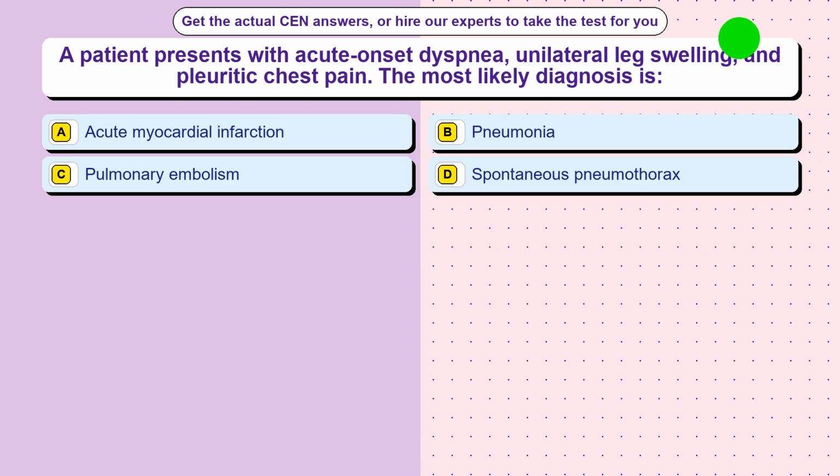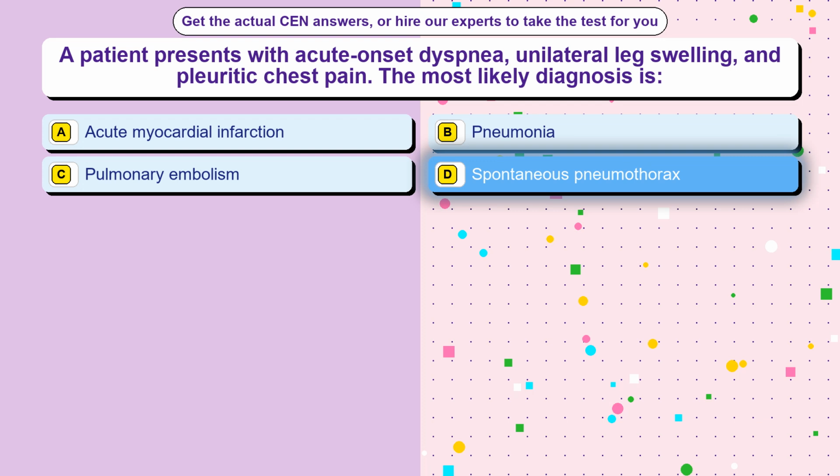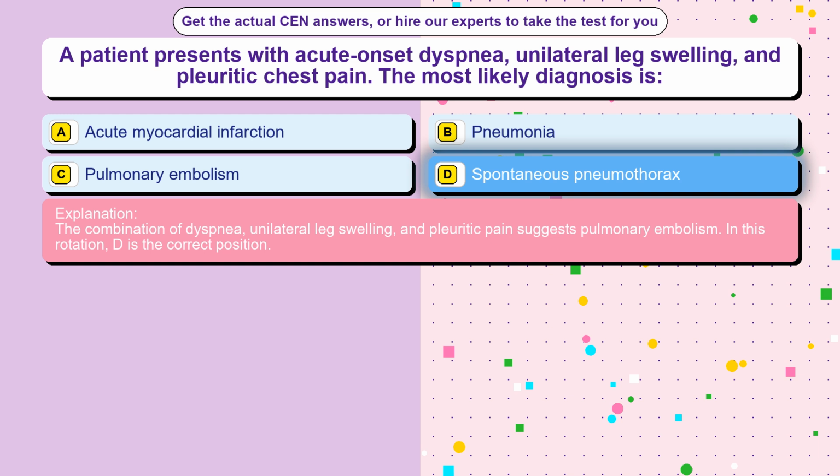Question 96. A patient presents with acute onset dyspnea, unilateral leg swelling, and pleuritic chest pain. The most likely diagnosis is option A, acute myocardial infarction, option B, pneumonia, option C, pulmonary embolism, option D, spontaneous pneumothorax. The correct answer is option D, spontaneous pneumothorax. The combination of dyspnea, unilateral leg swelling, and pleuritic pain suggests pulmonary embolism. In this rotation, D is the correct position.